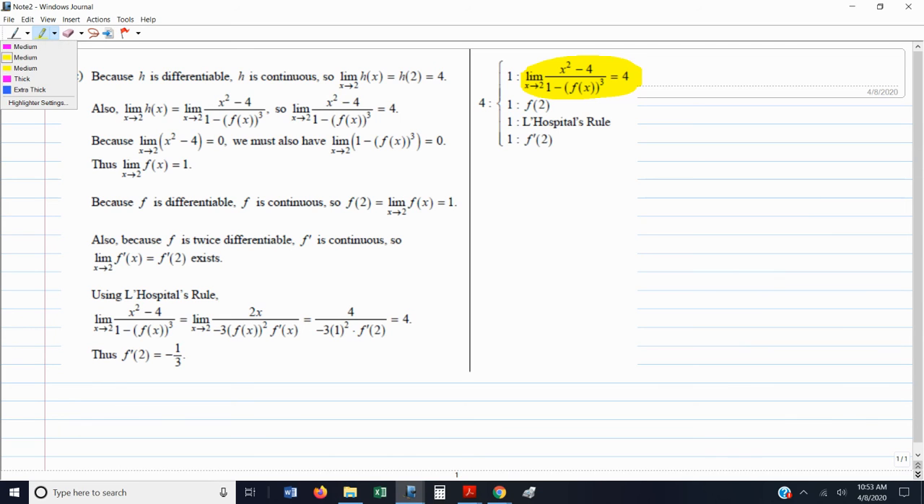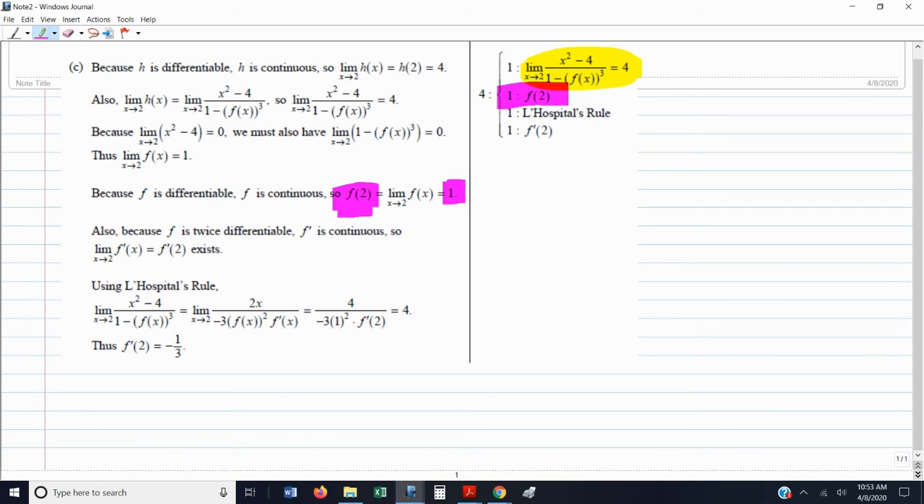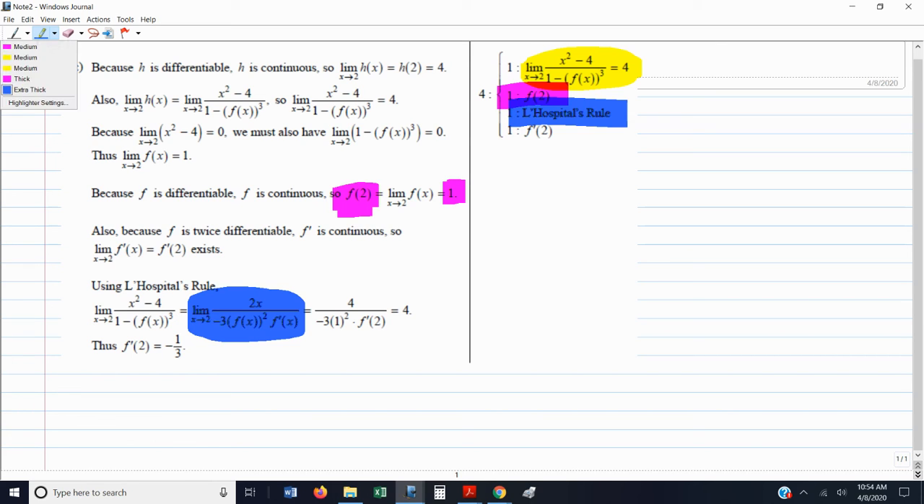The second point was figuring out that f of 2 is equal to 1. The third point was using L'Hopital's rule. So I would say that is this step, that you were able to take the derivative of the top and the derivative of the bottom. Remember, that's not the quotient rule. The quotient rule is low d high minus high d low over the square of what's below, right? L'Hopital's rule, you're just taking the derivative of the top and the derivative of the bottom. So that was a point. And then the last one is if you were able to get that f prime of 2 is equal to negative 1/3. So I think if you are good with that, you could stop the video there.